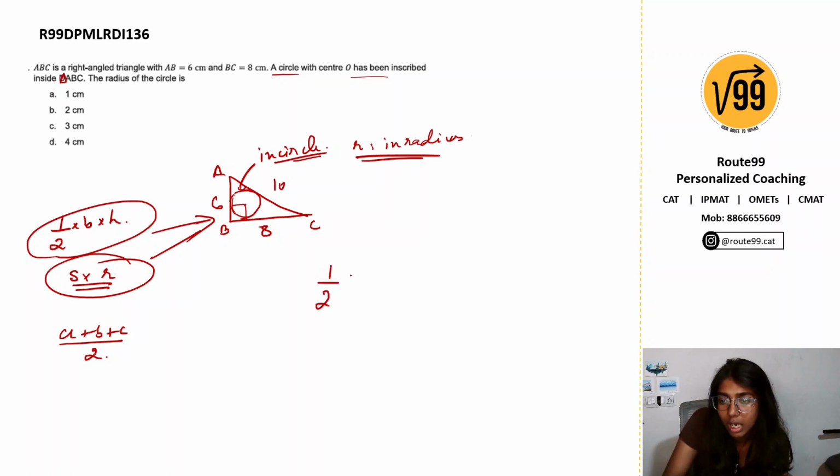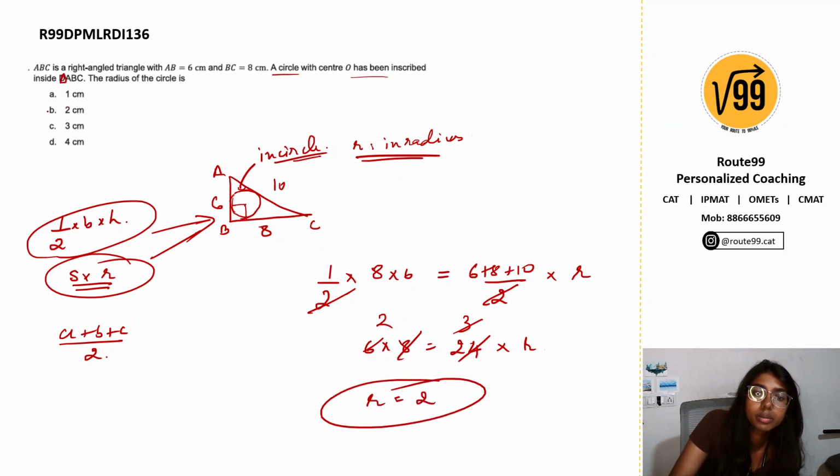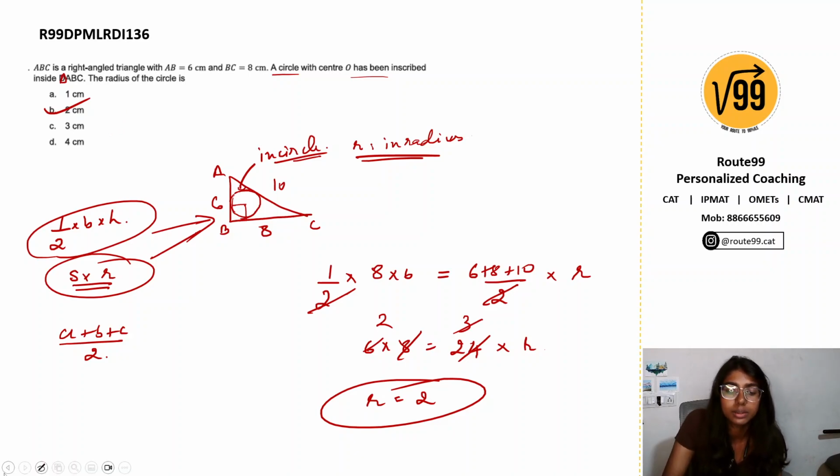So what you will do, half base is 8, height is 6 will be equal to semi perimeter 6 plus 8 plus 10 by 2 into r, that which is what we need to find out. 2 से 2 cancel हो गया. 6 into 8 is equals to, this becomes 14, 24 into r. This becomes 3s r, this becomes 2. So your in radius is 2 centimeters. That's it. That is your answer.